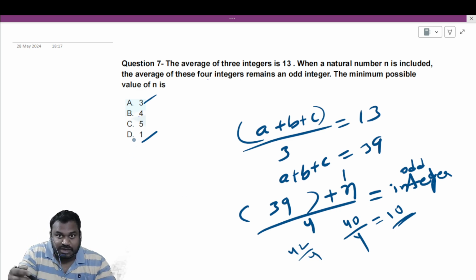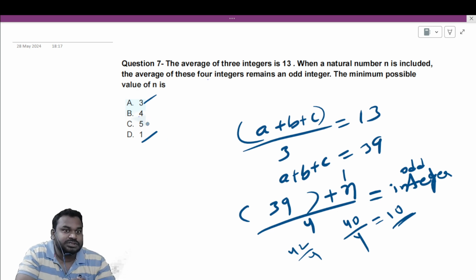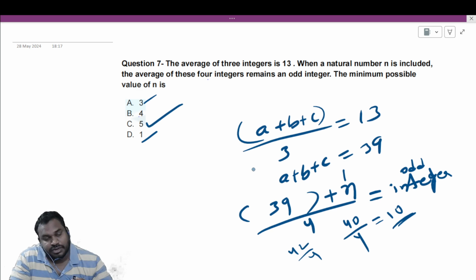So it will be coming in decimal points. Then I put 4. Put 4 means 43, and 43 by 4 cannot be divisible by 4. So there is another option, only 5. So that is the answer. You don't have to calculate also, but you can calculate: 39 plus 5 is 44, 44 by 4 is 11. 11 is nothing but an odd integer. See, without doing anything also you can say.